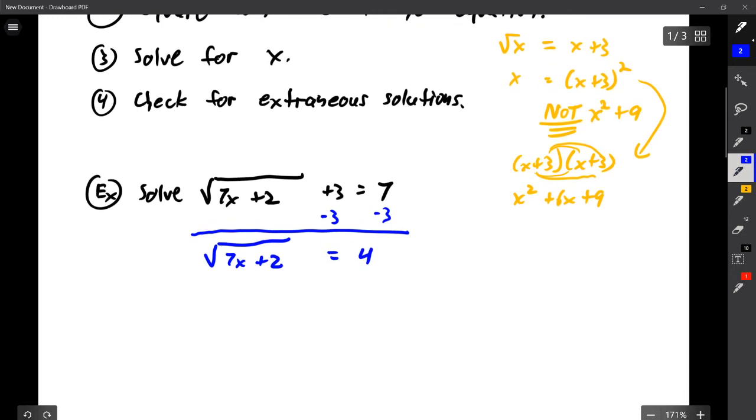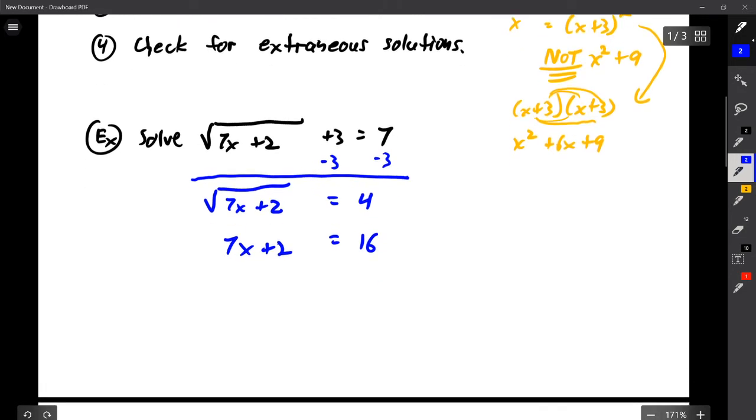Okay. Do we have the radical by itself now? Yes, we do. So now we can square both sides. Again, when you square a radical, squaring and the radical cancel each other out, and you're just left with what's inside. So we have 7x plus 2. And when you square 4, you get 16. Let's subtract 2 from both sides. That gives us 7x equals 14. Then we're going to divide both sides by 7, and that gives us x equals 2.